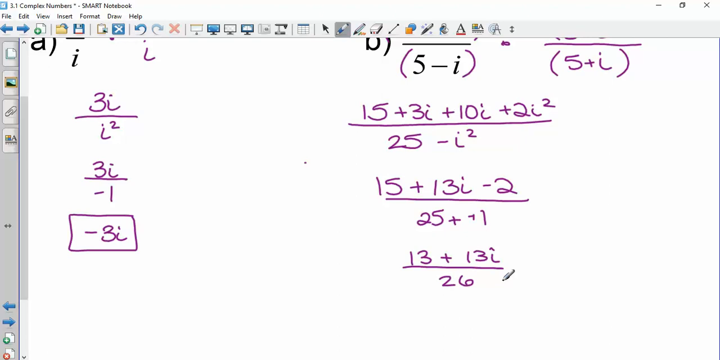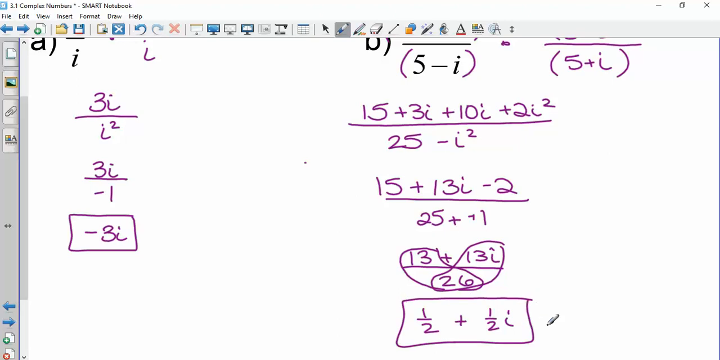We are actually technically one step away from our answer. So yes, we got the i off the bottom here, but if I ask for a plus bi, you have to separate the real and the imaginary part. So we just have to divide each of these by 26. So 13 divided by 26 is 1/2 plus 13i divided by 26 would be 1/2 i.